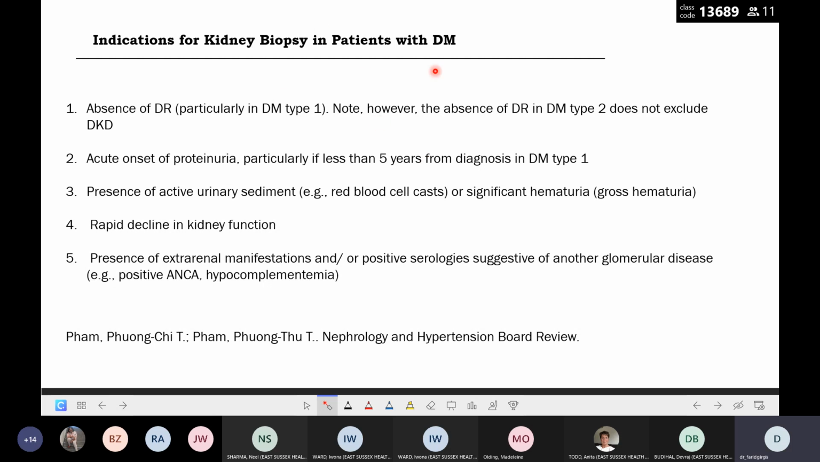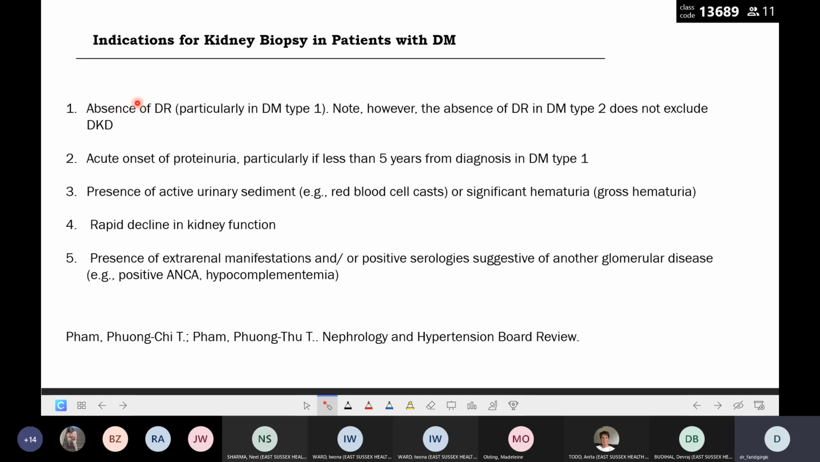What are the indications of biopsy in patients with diabetes mellitus? As I said at the start, not many diabetes patients get a kidney biopsy for diagnosis, because generally people consider that if you have a patient with diabetes for more than 10 years and the patient has significant complications like diabetic retinopathy, and the patient has only proteinuria, most probably it is diabetic kidney disease, okay? But what are the definite indications for which we should ask for a biopsy?